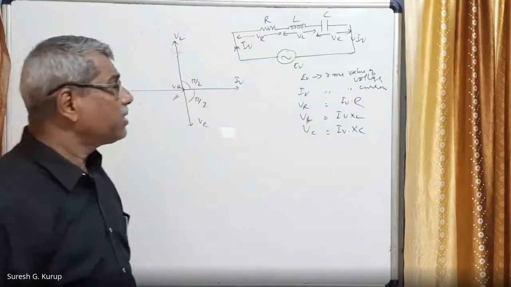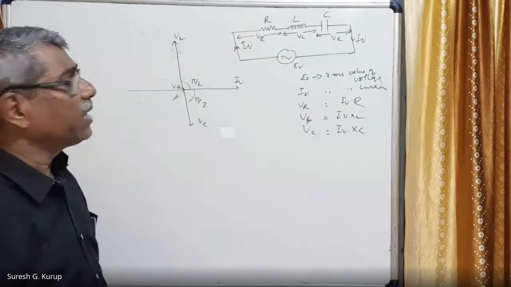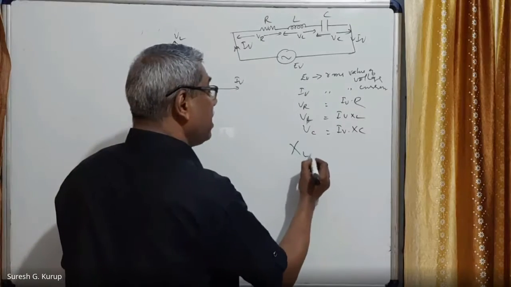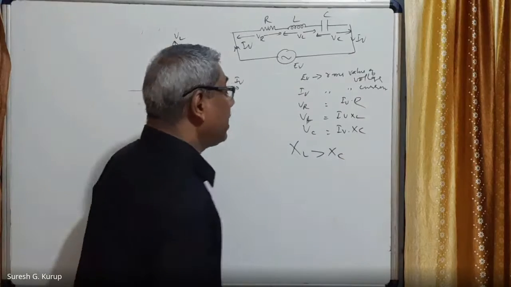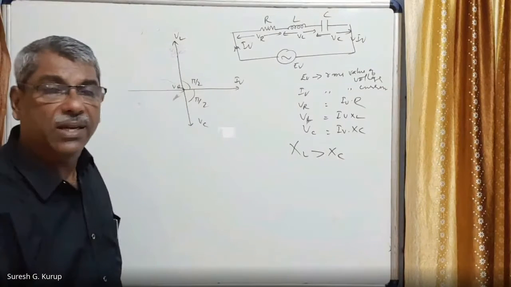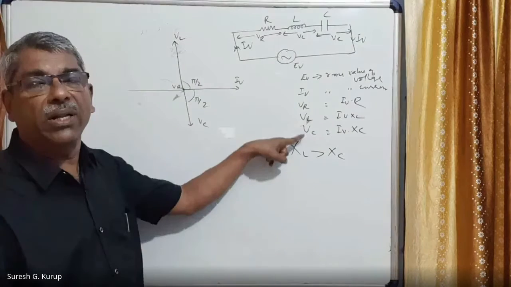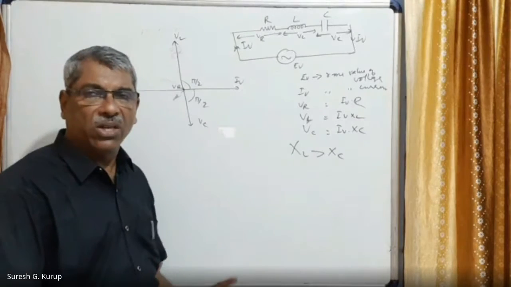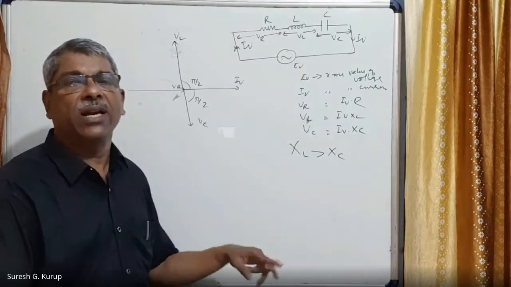In this case, suppose X_L is greater than X_C. I'm sorry, X_L is greater than X_C. Then naturally, V_L must be greater than V_C. So this circuit will be an inductor circuit. Why is it an inductor circuit? Because X_L is greater than X_C.